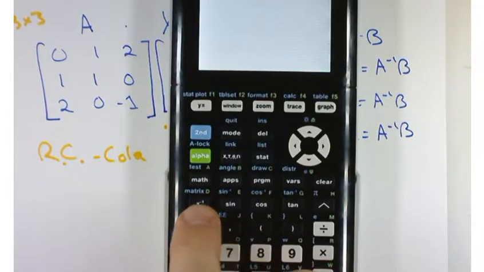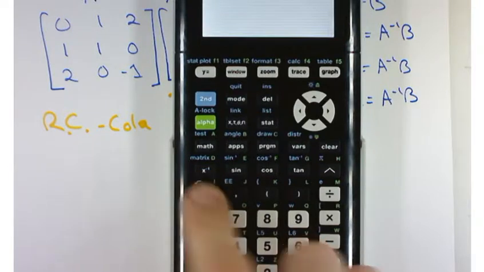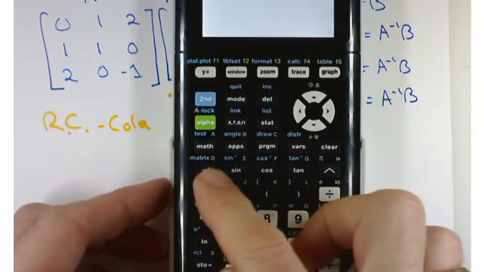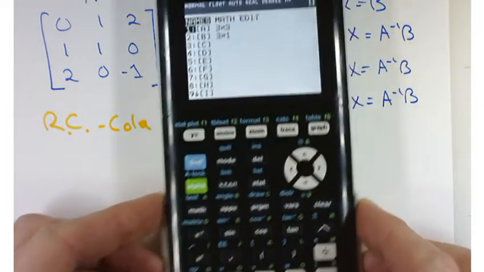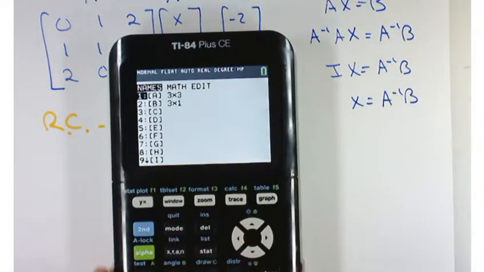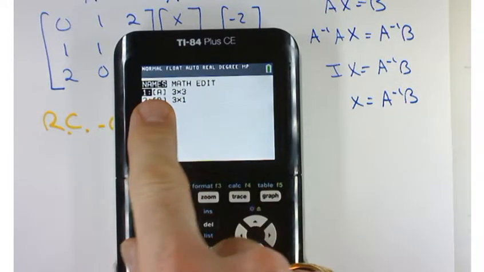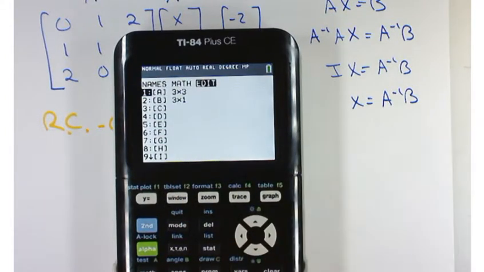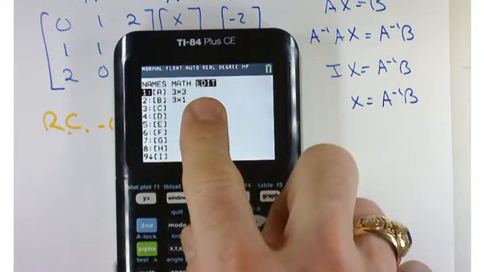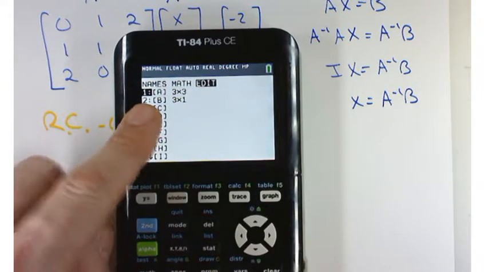Right above the x inverse key, you should see a key that says matrix. So how do you access that menu? Second, and then matrix. It should give you something like this. Those of you who have borrowed my calculator might see some stuff here already. That's okay. What we're first going to do is edit our matrix. So go over to the right, cursor to the right 2 or the left 1, and then with 1 selected here, press edit.